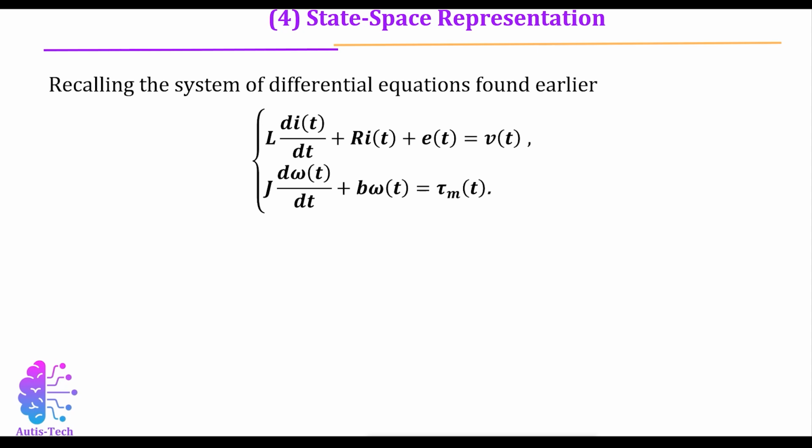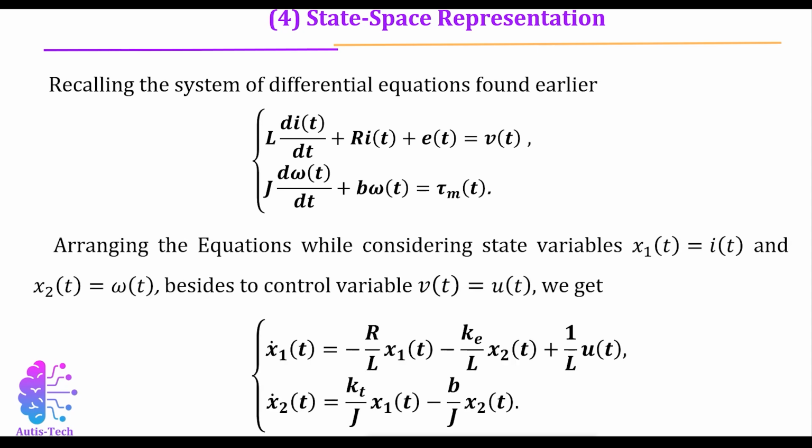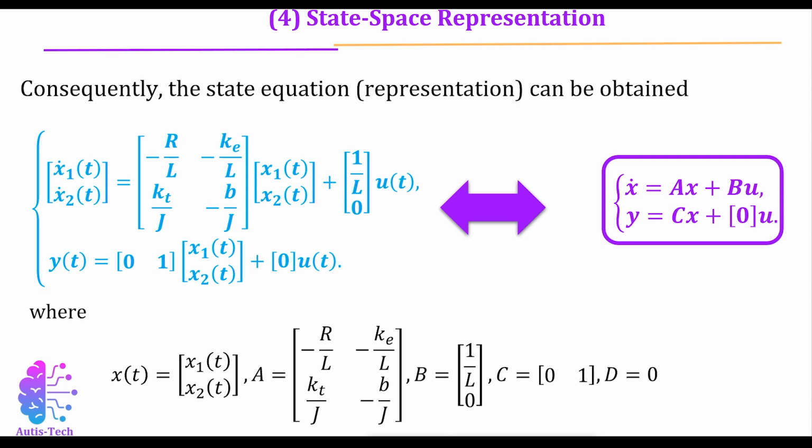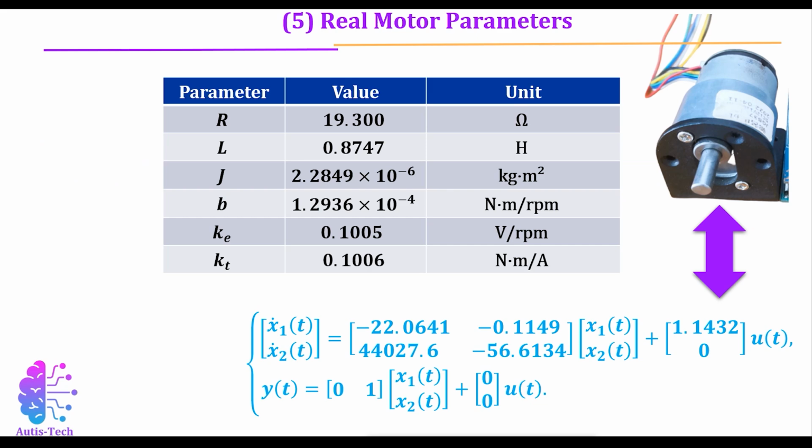Recalling the system of differential equations found earlier, and arranging the equations while considering state variables x1 and x2, besides the control variable u, we get a system of two coupled first-order ordinary differential equations that describe the motor's dynamics. To facilitate analysis and control design, we rewrite the system in matrix form, known as the state space representation. This compact form is essential for modern control techniques, such as state feedback, and is well suited for implementation in simulation and real-time control systems.